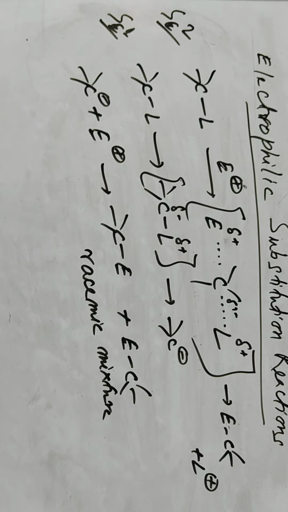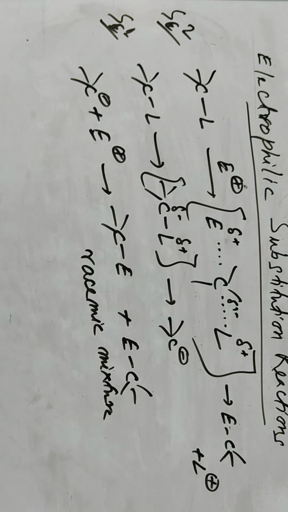Okay. However, on the other hand, if the transition state of the rate determining, rate limiting step of an electrophilic substitution reaction involves two species, then the reaction is said to be SE2, similar to the earlier cases in the electrophilic substitution reactions.